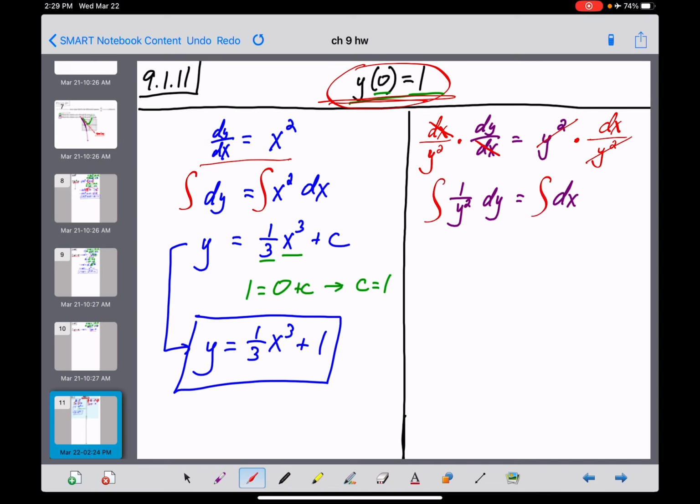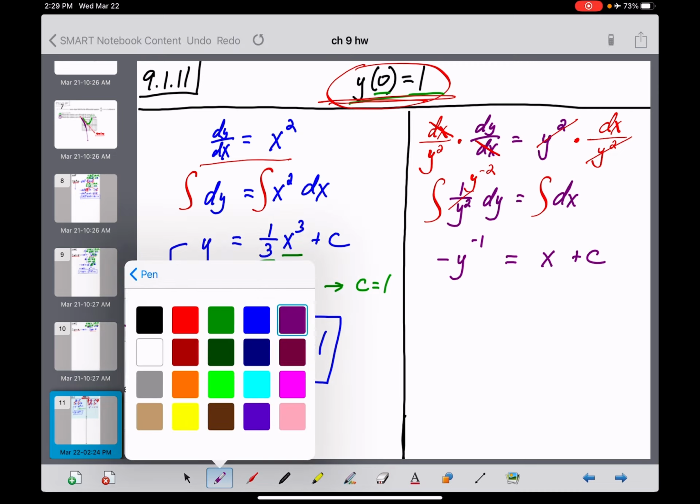Let's try to anti-differentiate both sides. Now remember, guys, 1 over y squared should probably be thought of as y to the negative second. So when we go to anti-differentiate that, we take our y, we raise our power by 1, which is now negative 1, and divide by that new exponent, which puts a negative out in front. And this equals the antiderivative of 1 dx, which is just x, but of course we need to add a c at the end of all that.